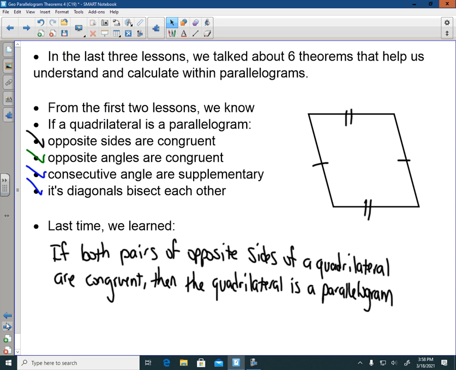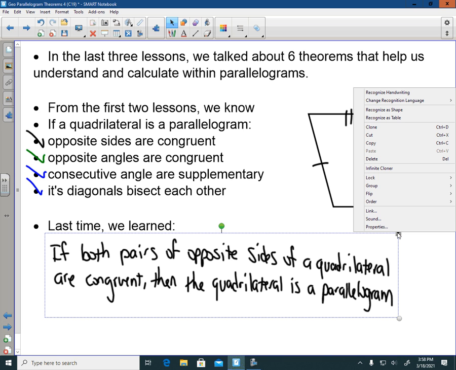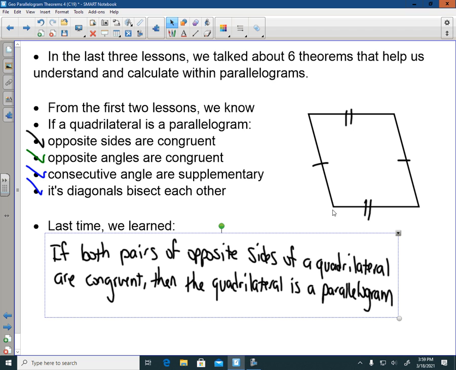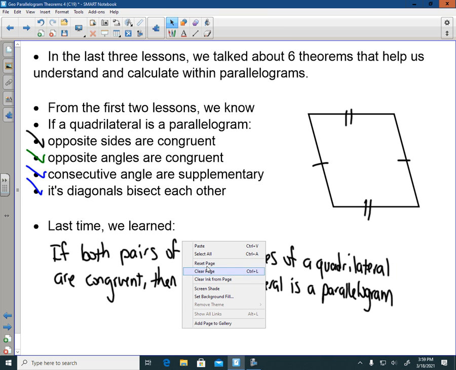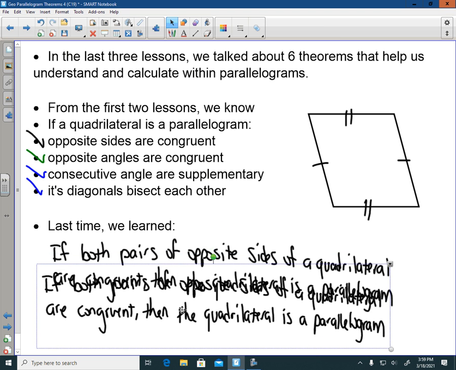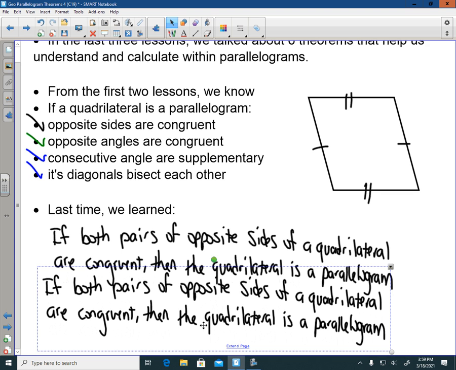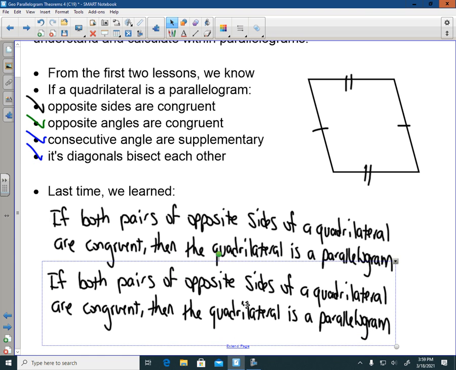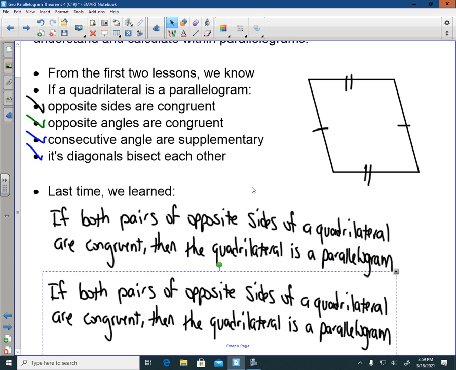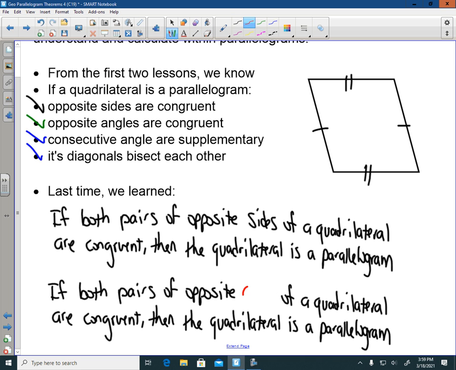Now the other thing that I also know, and I'm going to do a little bit of clever computer stuff real quick. I'm going to copy this, and then I'm going to paste it. Because the other thing that we know is basically the same thing, except instead of saying sides, we just put in angles.